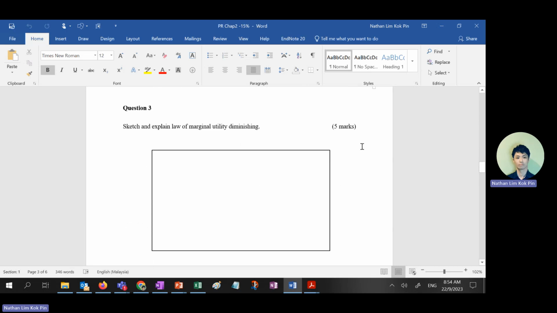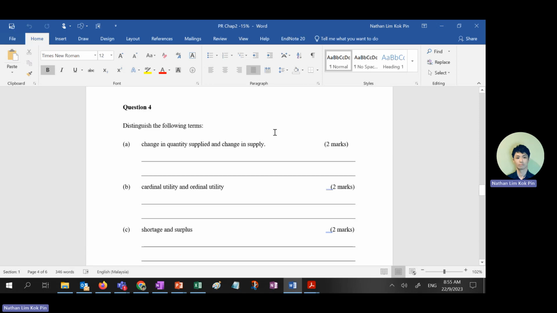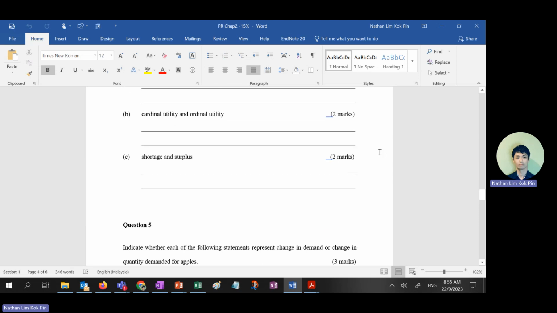This one: sketch and explain the law of marginal utility, which is diminishing. You know the sketch or not? No table for you to plot. Go back and practice 10 times, all right? Who knows this one will come out? Make sense? And others are like, distinguish the following terms: change in quantity supplied and supply. This one we will cover today. Difference between cardinal and ordinal. You know or not?